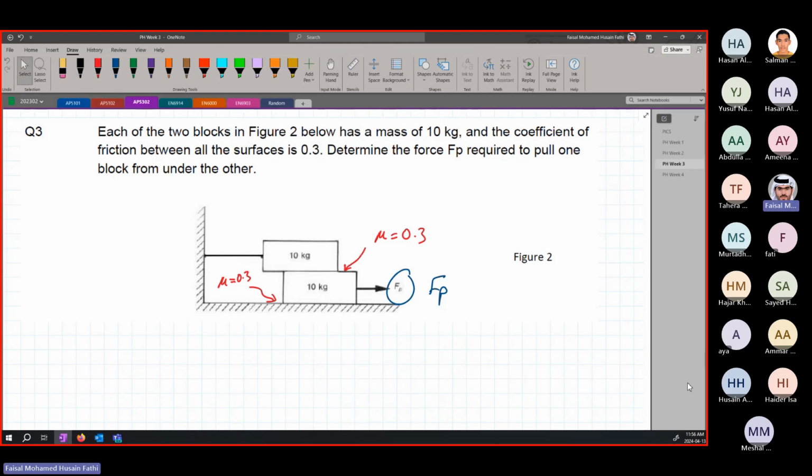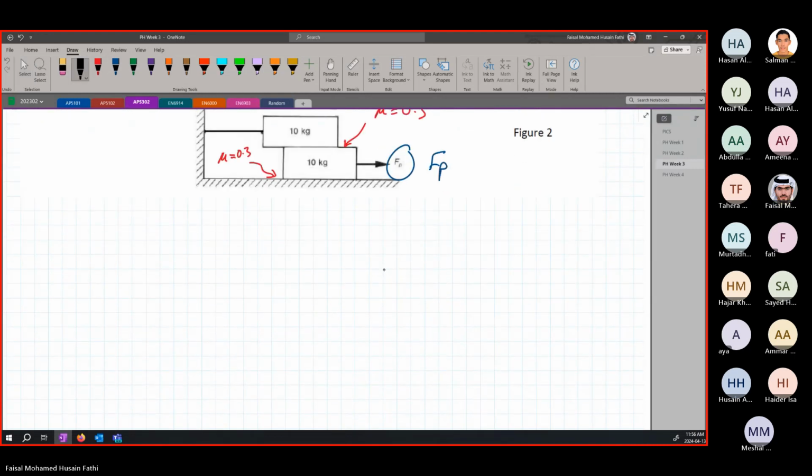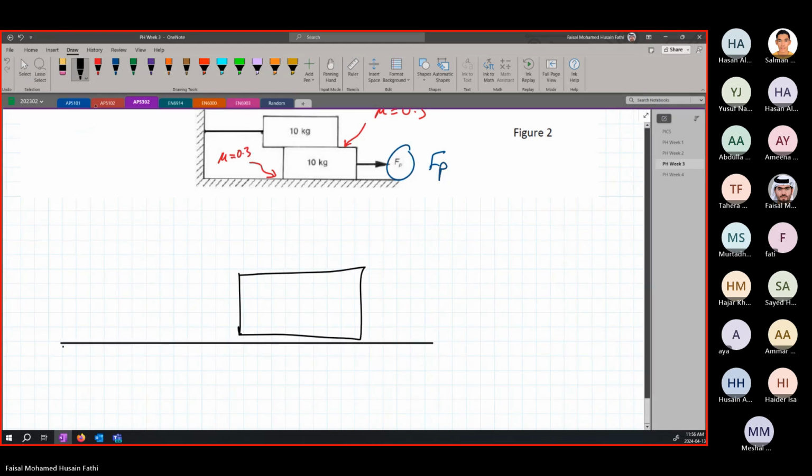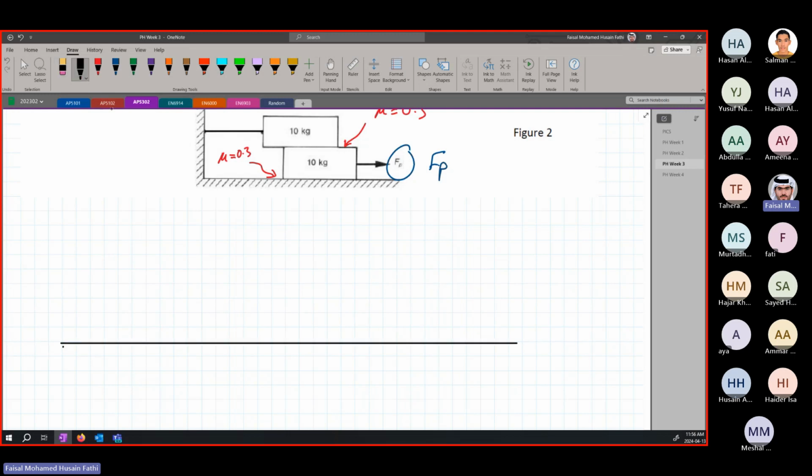Again, very simple and straightforward. We are going to just draw the free body diagram of the bottom block, the one that we are trying to move. Let's draw it. So this is our block. We have this block that is sitting over here.